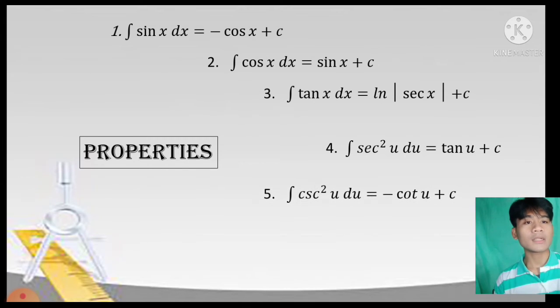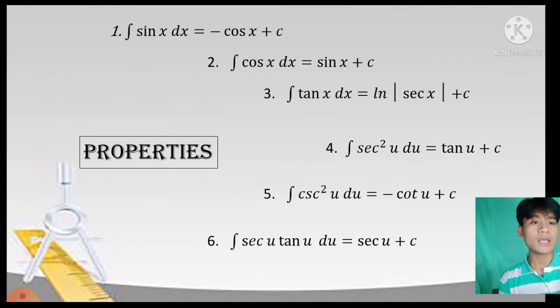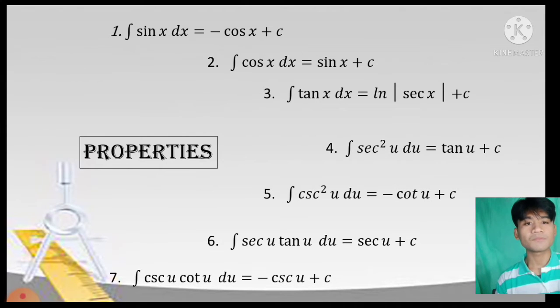Next, the integral of cosecant squared u du is equal to negative cotangent u plus c. Next, the integral of secant u tangent u du is equal to secant u plus c. Next, the integral of cosecant u cotangent u du is equal to negative cosecant u plus c.